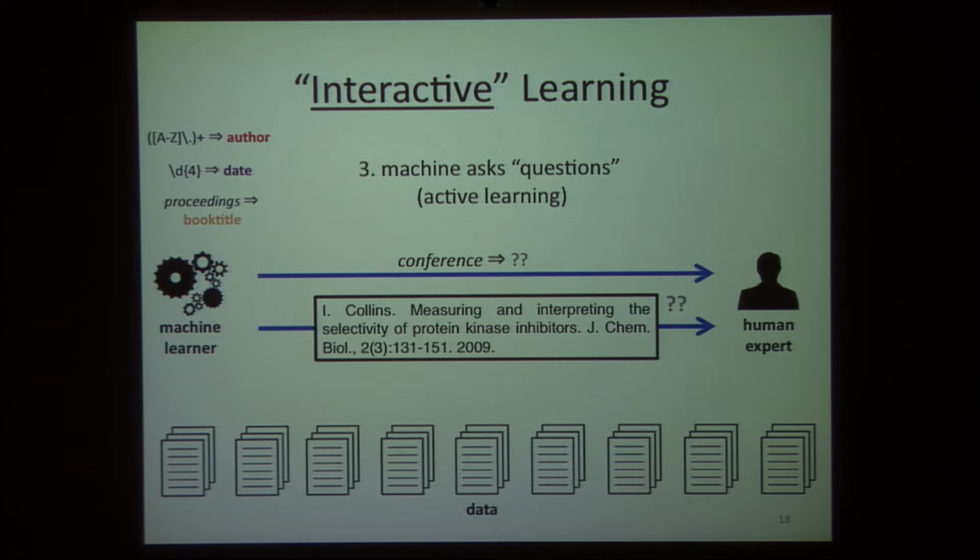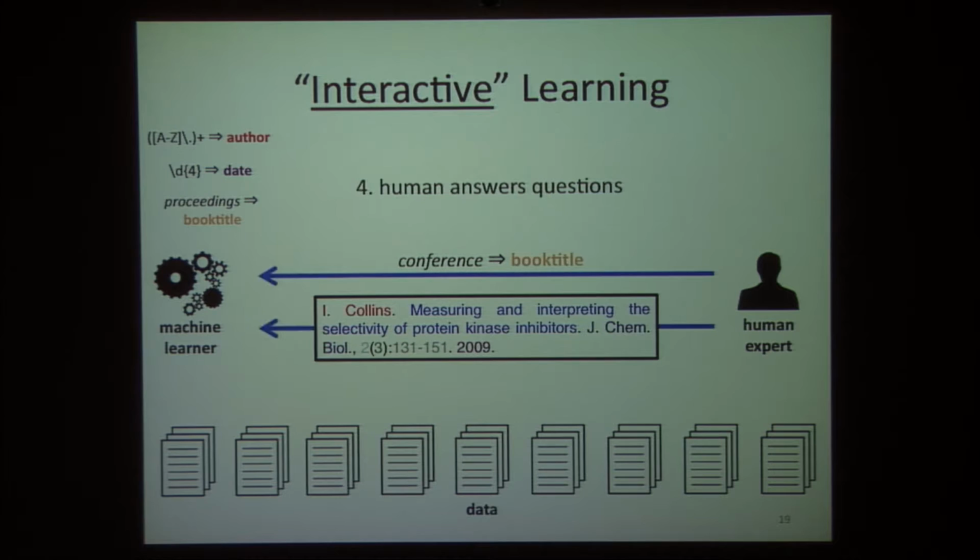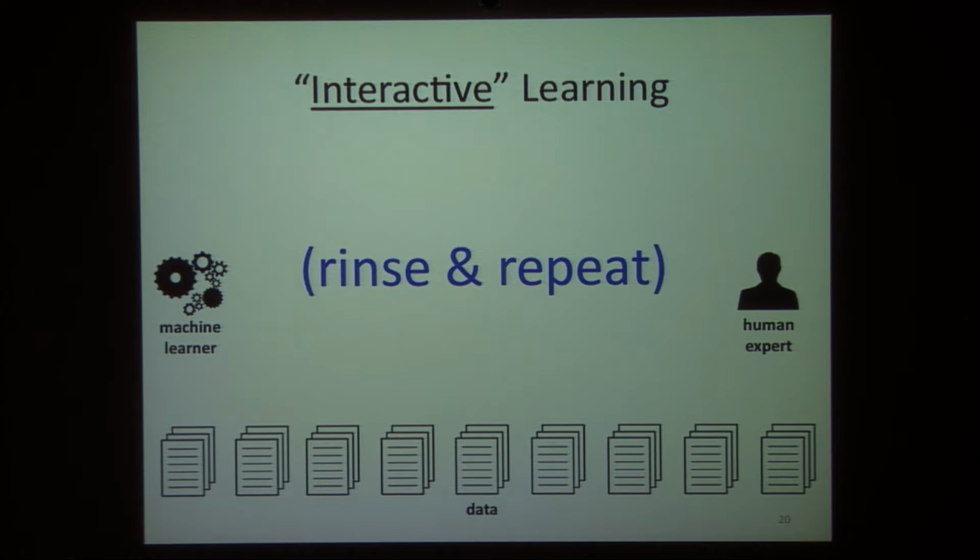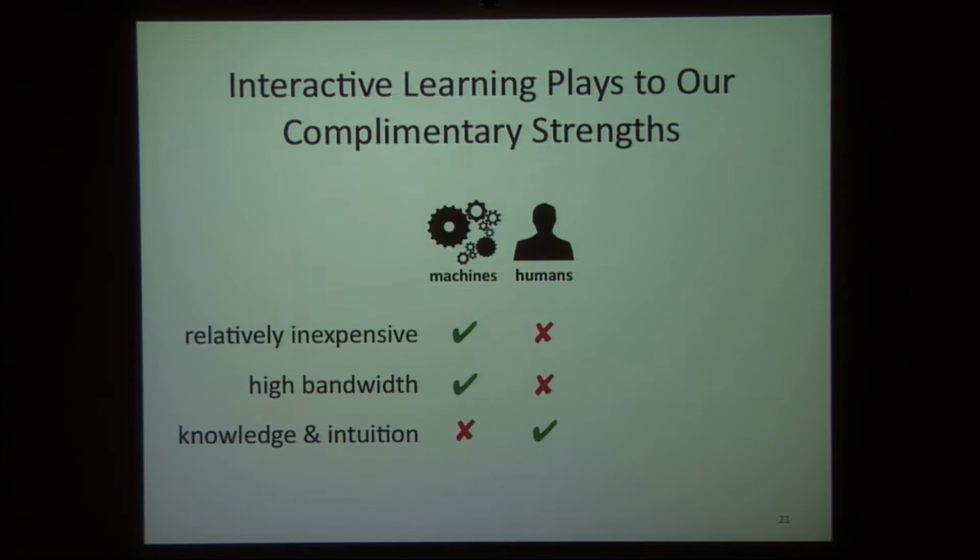Another type of question might be, here's an example. Here's a citation. Please annotate it for me. So far, you've only given me examples of computer science conferences. I don't know how to parse a biology journal article citation. And then the human can respond in kind to answer those questions, and then the process repeats.